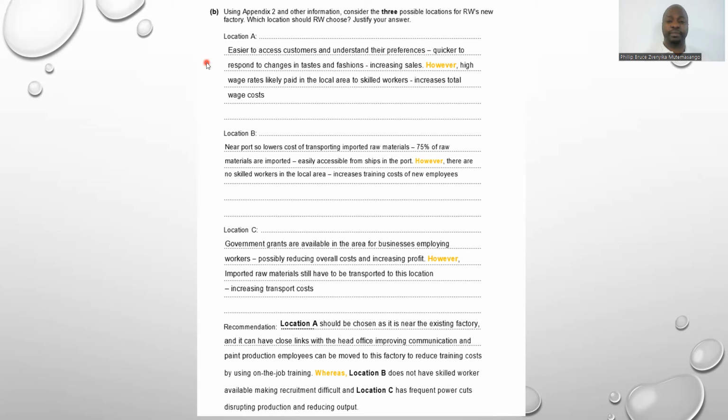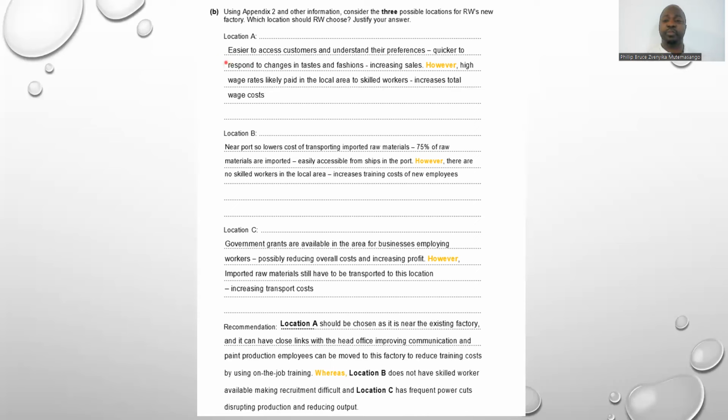So you are given some factors to do with each location. But however, you do not take those factors given in the inset and you go on to write them as they are here. You are supposed to expand those points to show how they are of benefit or how they are disadvantaging that particular business. So let's go on to the answers and see how best you can expand your points in order for you to get full marks.